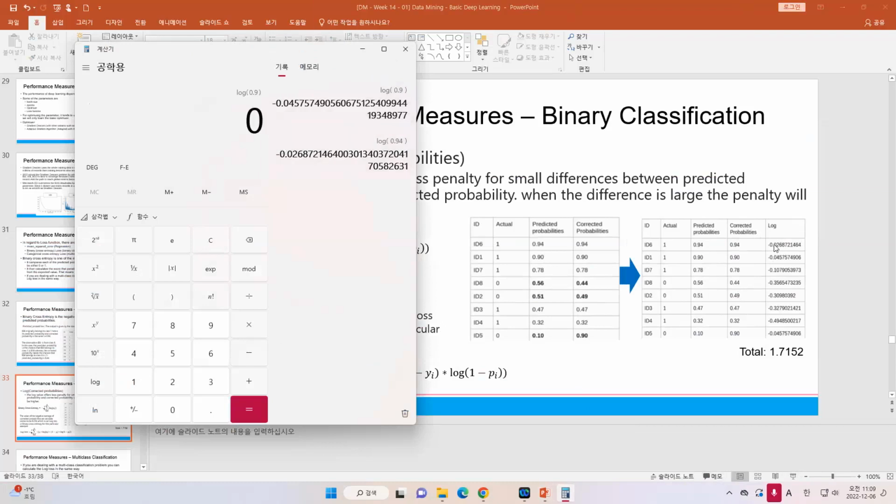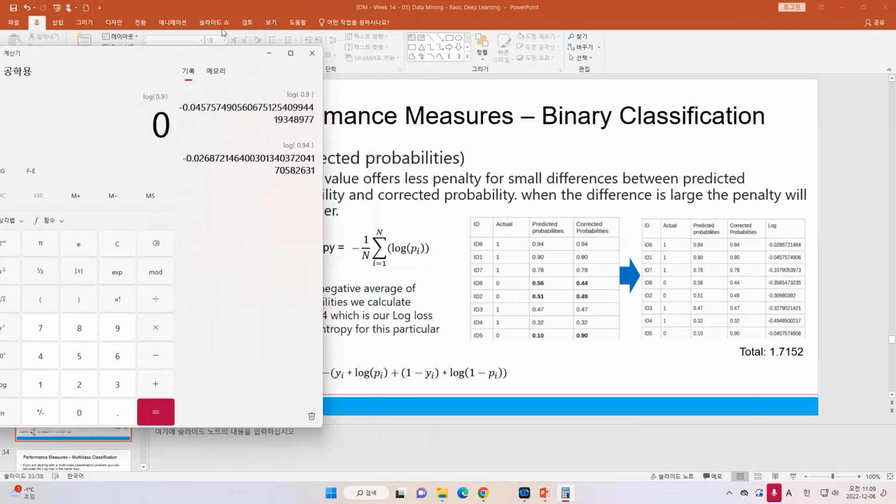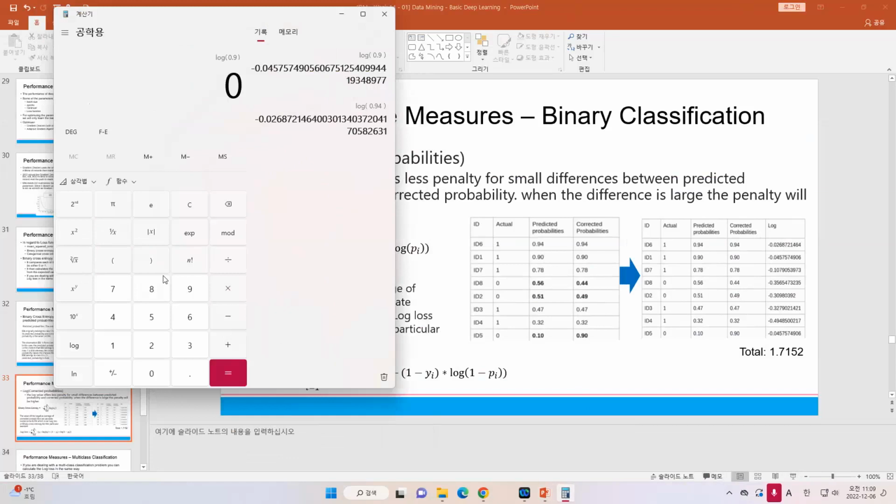Okay, let's say I remove the minus, because at the end you need to multiply with minus 1. So I can just calculate with 0.0268 plus 0.0457 plus 0.1079 plus 0.3565 plus 0.3098 plus 0.3279 plus 0.4948 plus 0.0457. Okay.